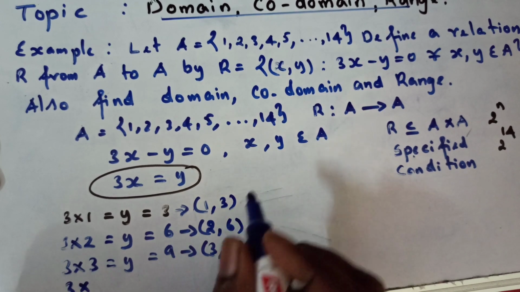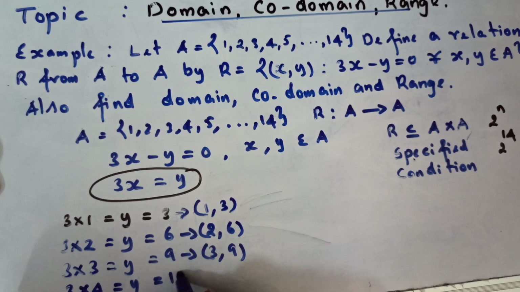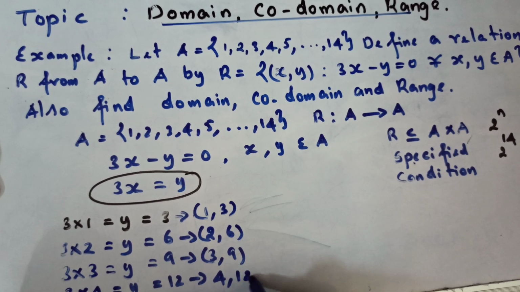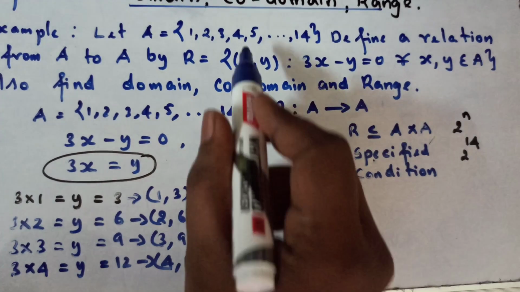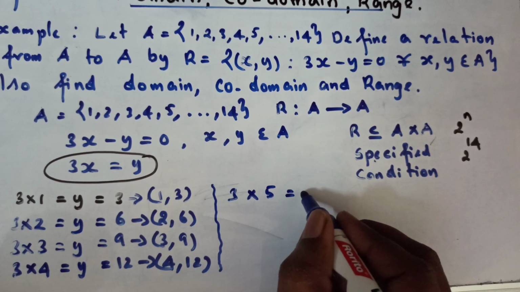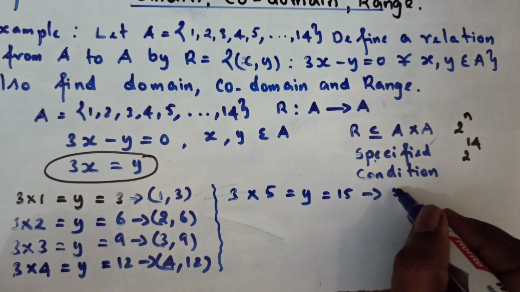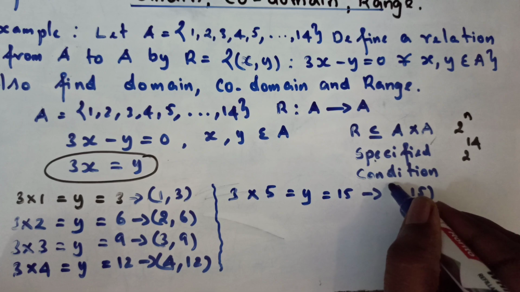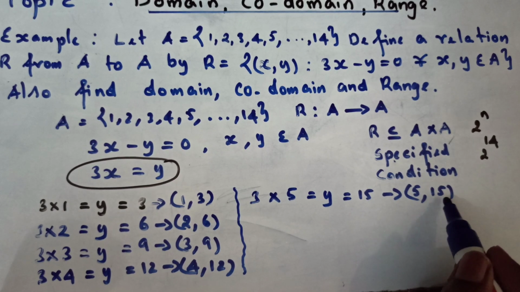Next, I'm going to try 4. 3 into 4 is 12. As I input 4, my corresponding value is 12. Next input value is 5. So 3 into 5, in place of x, 5, is 15. When I assign 5, I get 15 as the corresponding output.